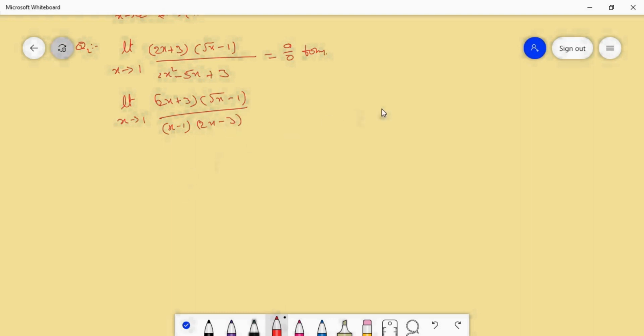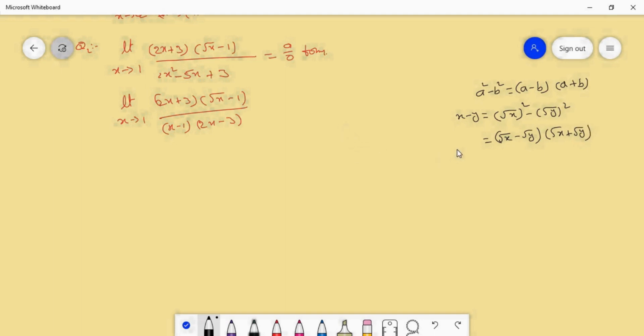Okay. So here remember an important point: a square minus b square is equal to a minus b into a plus b. This is already known. Now I am taking x minus y, which is equal to root x whole square minus root y whole square, which is equal to root x minus root y into root x plus root y. Is it okay? This is the x minus y form.